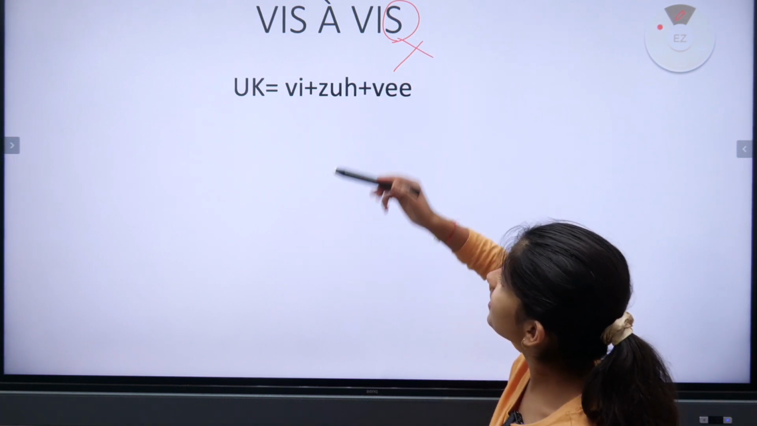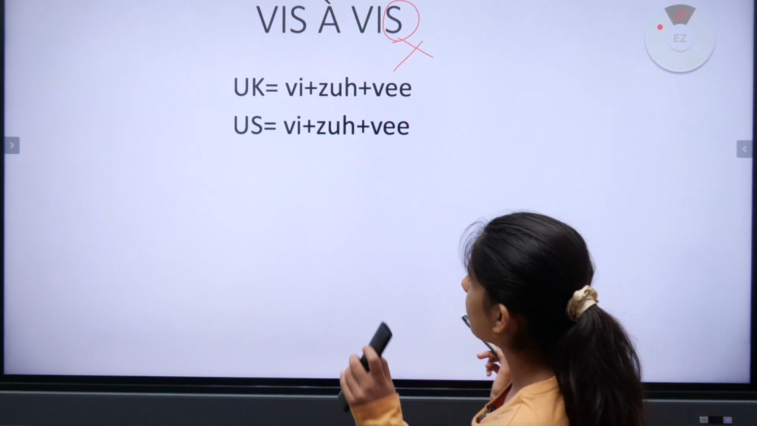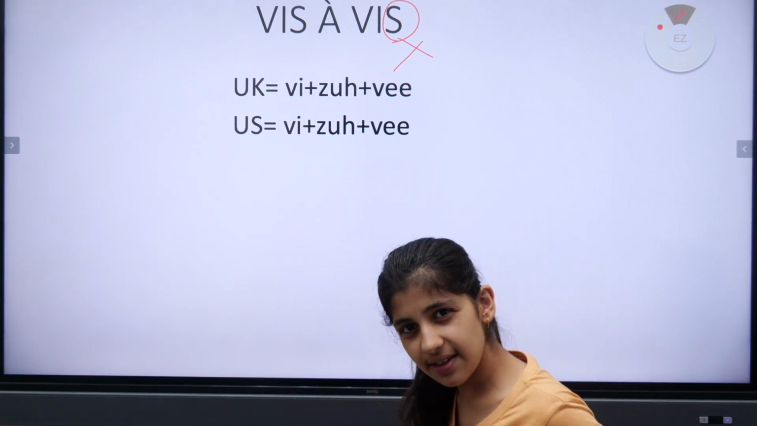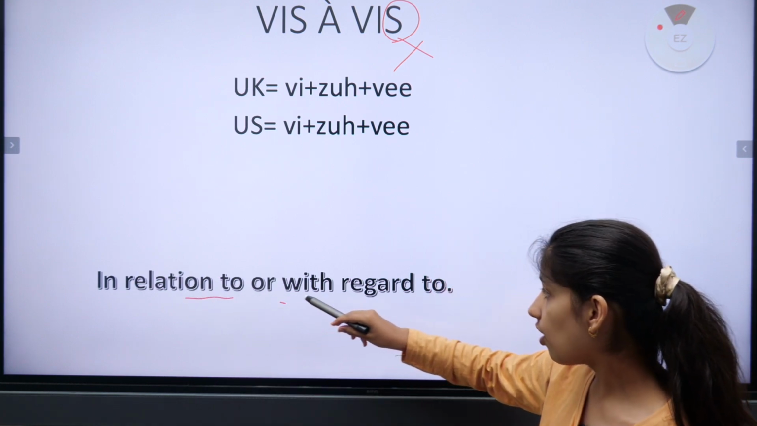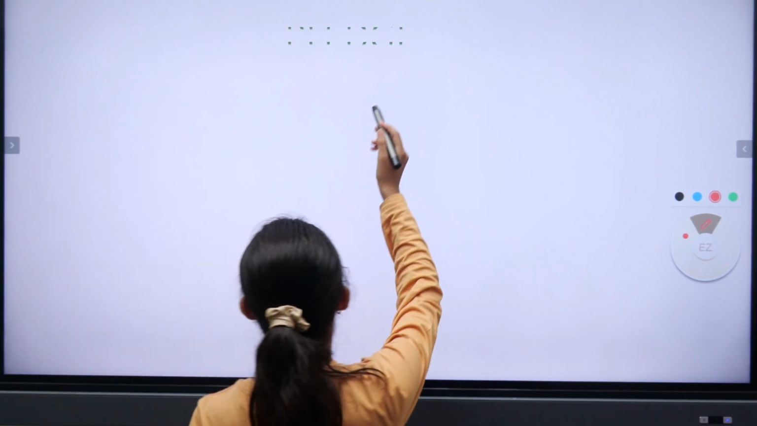It is vis-a-vis, and in US also we pronounce it as vis-a-vis. But what does vis-a-vis mean? Vis-a-vis means in relation to or with regard to. So the next word is, what is the next word?